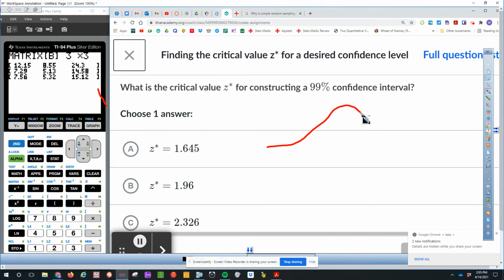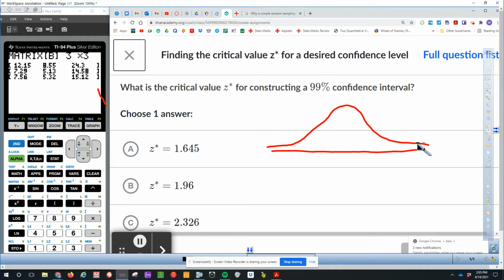So I'm going to draw, oh, my normal curve is not very good. So if this is 99% from this interval, that would be from a negative z star to a positive z star, and here is 99%. Now, 99% is also known as 0.99. They mean the same thing.